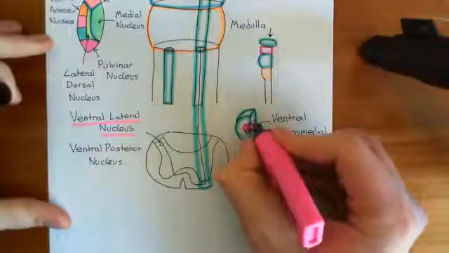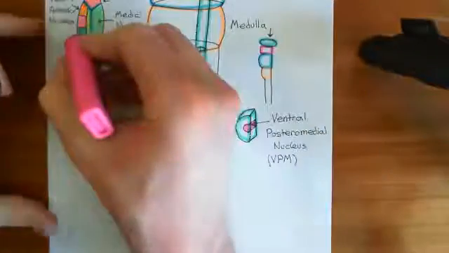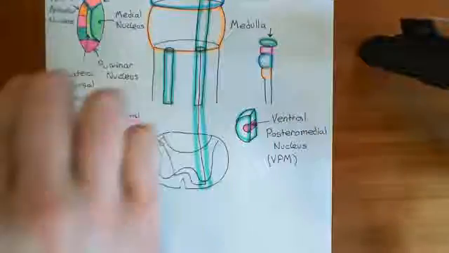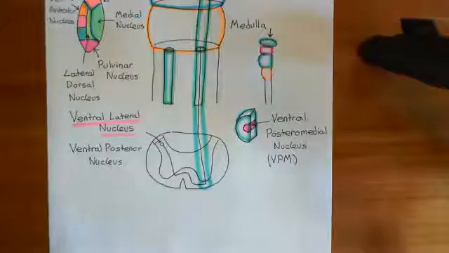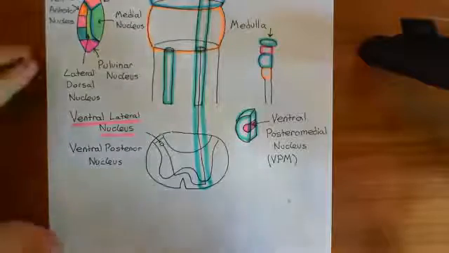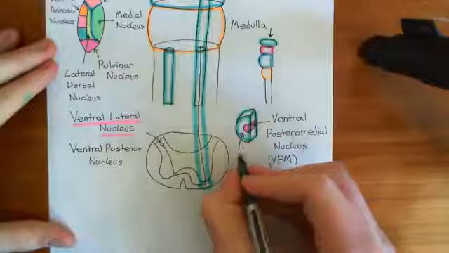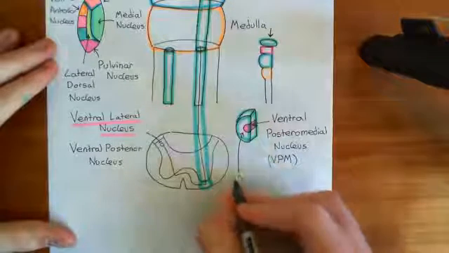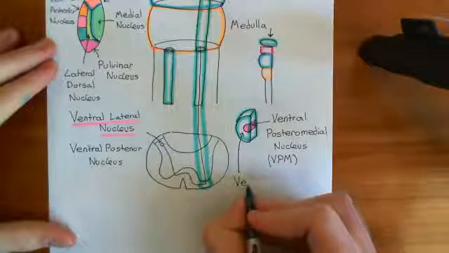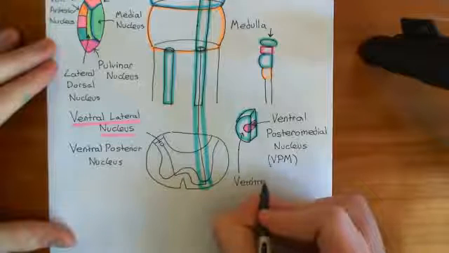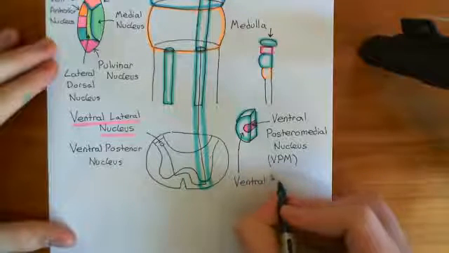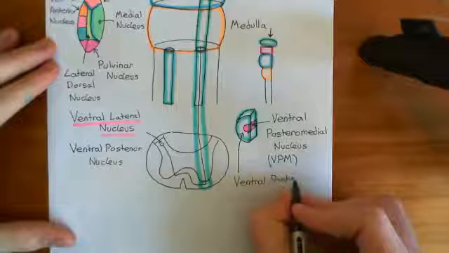This is a portion that I cannot show you just from this picture because it's hidden deep within the ventral posterior nucleus. And what's left, the portion that covers up the ventral posteromedial nucleus, is called the ventral posterolateral nucleus. So ventral and then posterolateral nucleus.